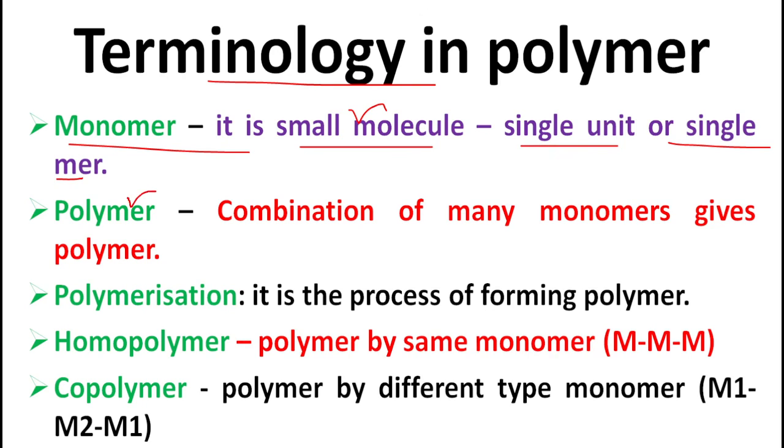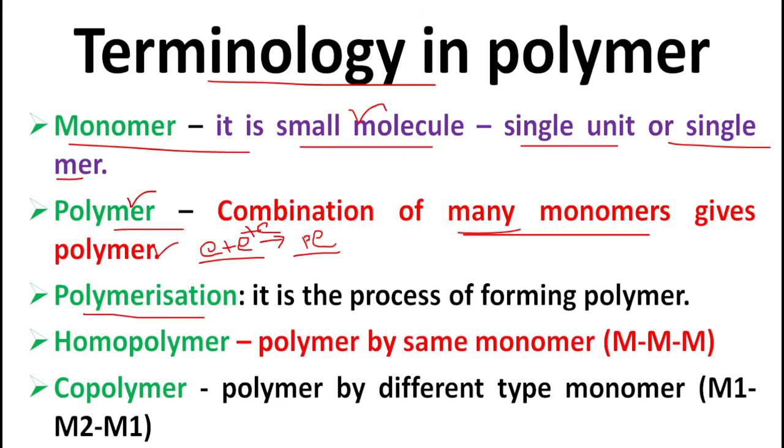Next is the polymer. A combination of many monomers gives the polymer. For example, a single ethylene is one monomer. A combination of two ethylene units gives polyethylene. This is called a polymer, a combination of many monomers.